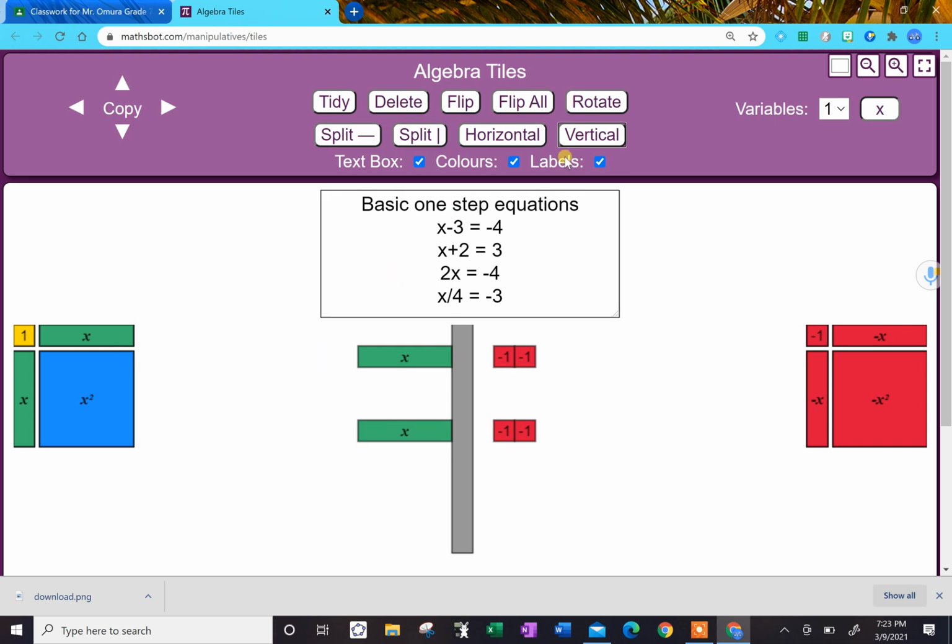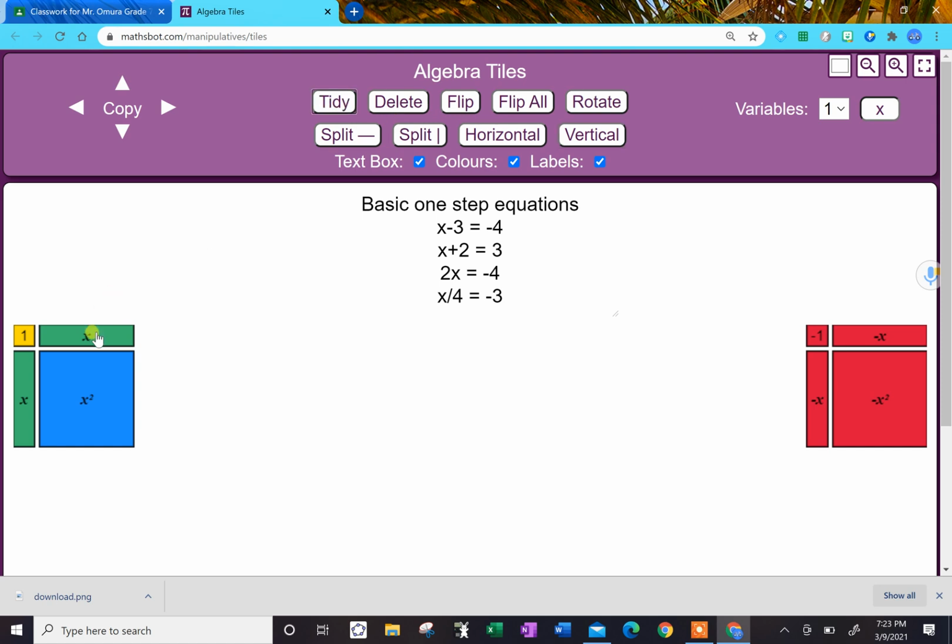So now I'm going to do one last one. And this one's a little bit tricky. I'm going to have x divided by 4 equals negative 3.